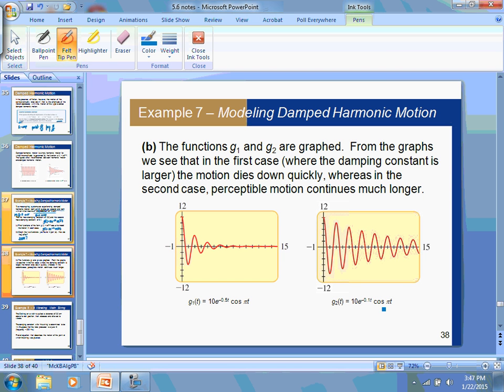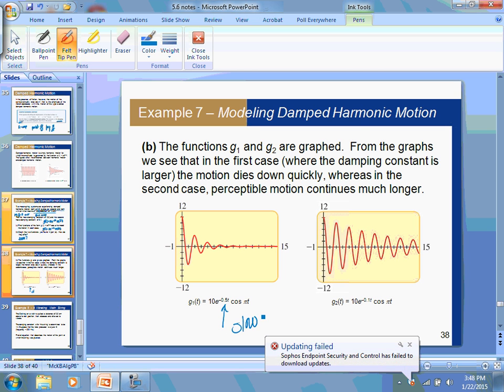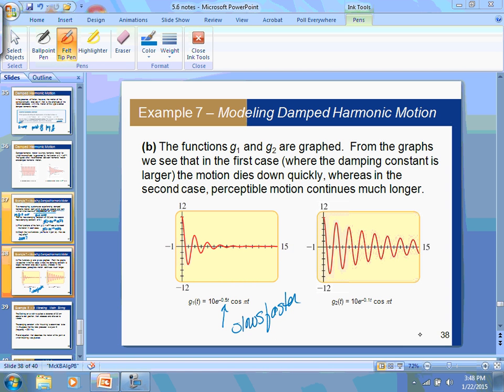So this is a graph of our first function, this is a graph of our second function, and what you want to really conclude here is that the larger constant, this damping constant, slows the graph down faster. Here we had a smaller constant, so the graph is still slowing down, but it's just taking a long time to slow down. So you'll have some problems in your homework as well where they want you to write the equation, graph it, and then make some conclusions about it. That's the conclusion.